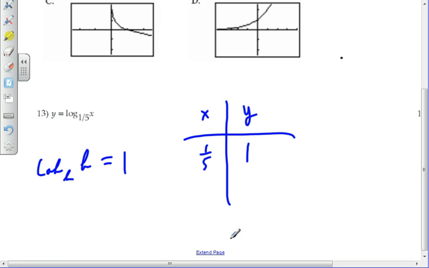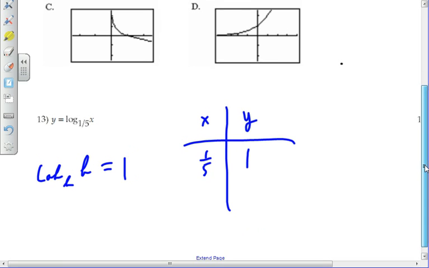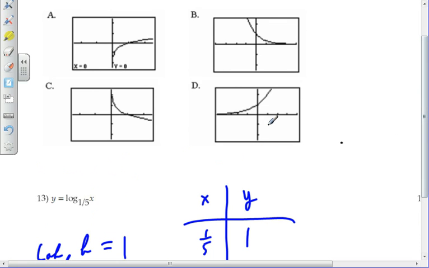Okay, so I look at these guys and say, okay, which one has y being a 1? Okay, not this guy, he doesn't go through 1. Not that guy, he doesn't go through 1. These two guys both go through 1.